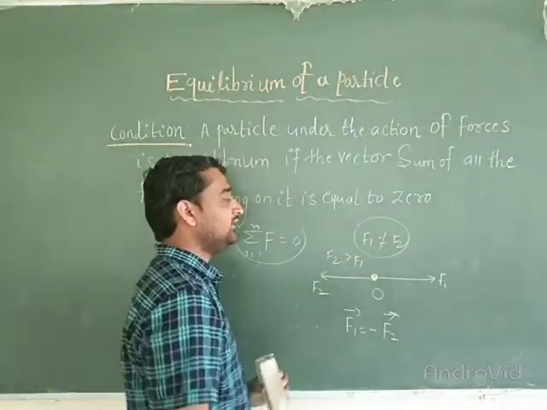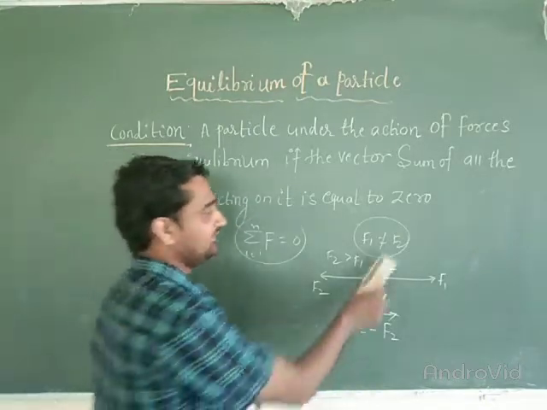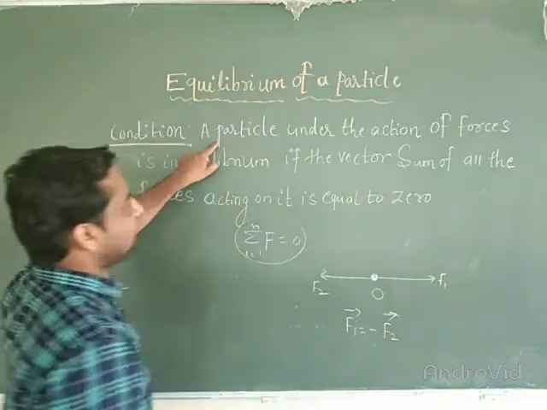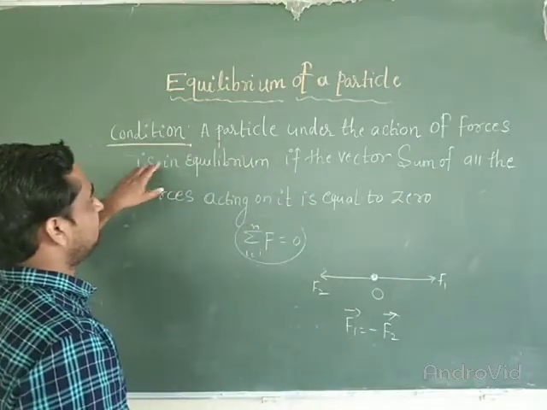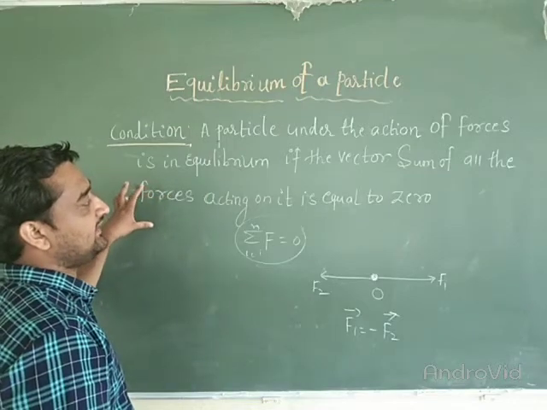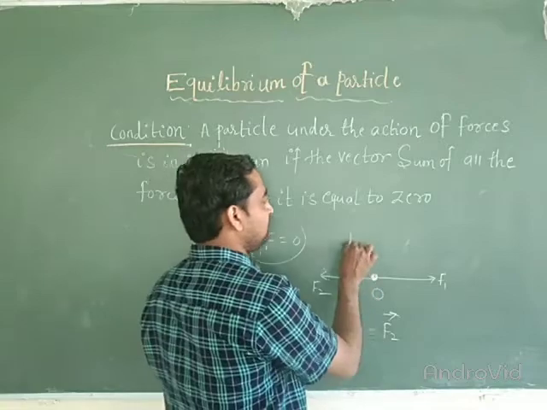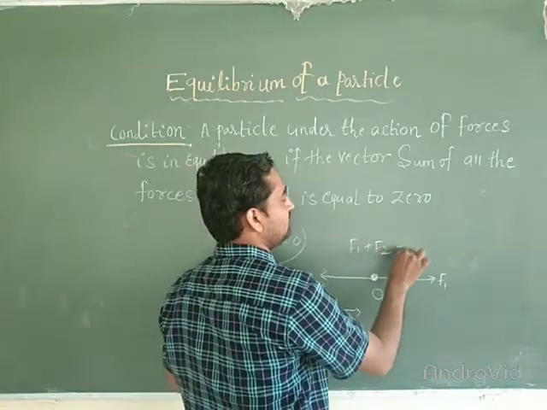So it is simple and easy to understand, the condition of equilibrium of a particle. A particle under the action of forces is in the state of equilibrium if the vector sum of all the forces acting on it is equal to 0. That means F1 plus F2 is equal to 0.